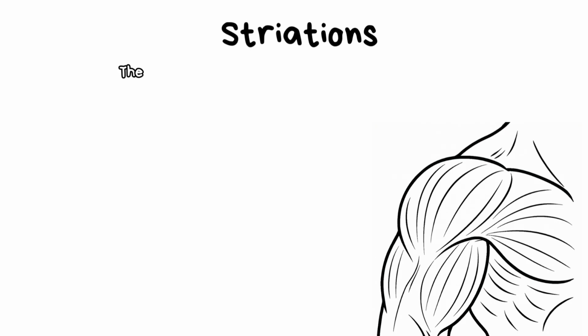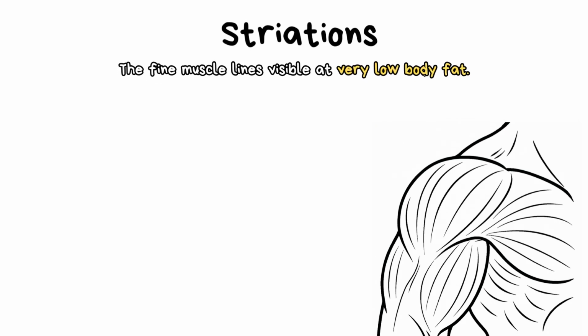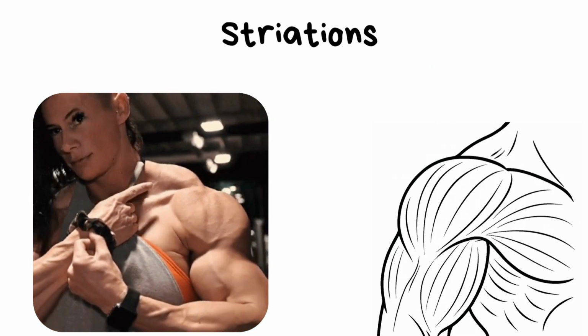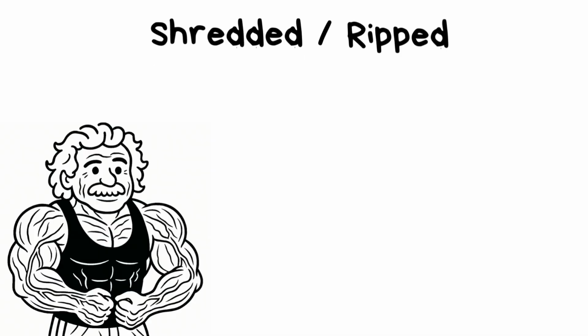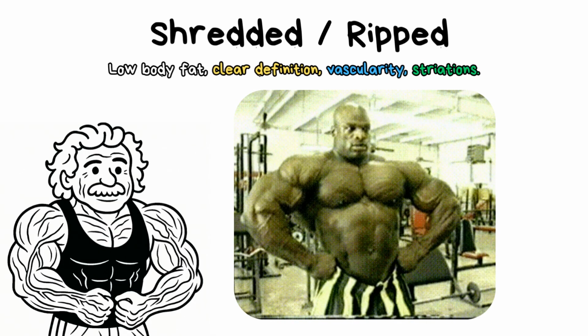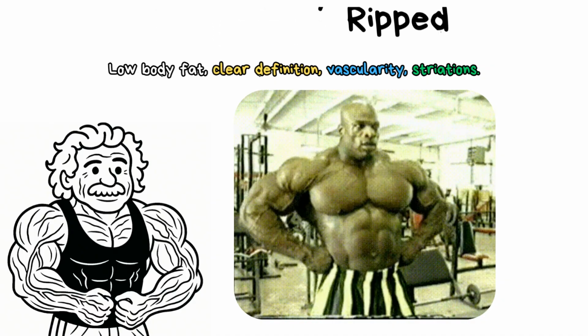Striations. The fine muscle lines visible at very low body fat. Seen in shoulders, chest, quads, glutes. They scream, this person is shredded. Shredded, ripped. Low body fat, clear definition, vascularity, striations. When someone's shredded, every muscle detail pops.